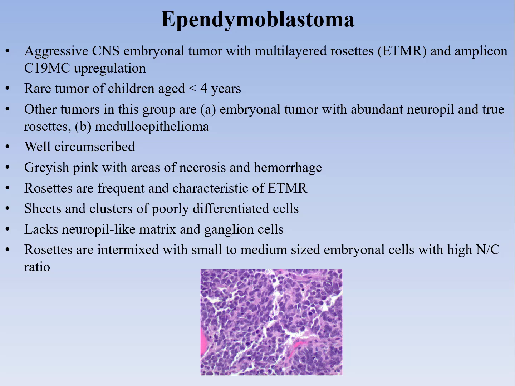Ependymoblastoma. It's an aggressive central nervous system tumor of embryonal origin, with multilayered rosettes and amplification of some genes. It is a rare tumor of children aged less than 4 years old. Other tumors in this group are embryonal tumor with abundant neuropil and true rosettes, and medulloepithelioma. This tumor is well circumscribed, grayish-pink, with areas of necrosis and hemorrhages because of secondary changes.